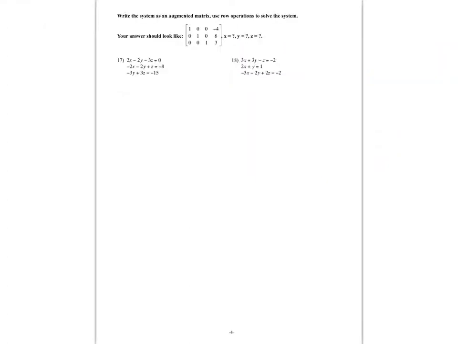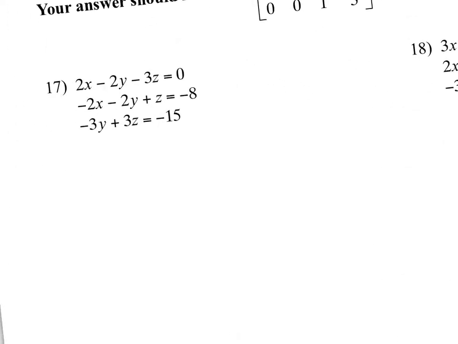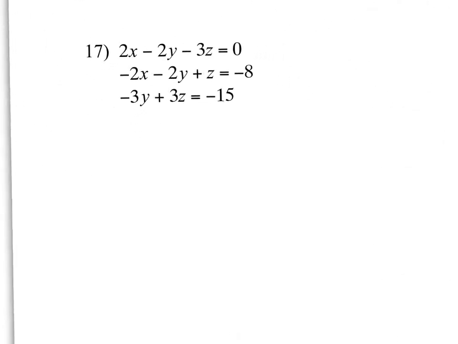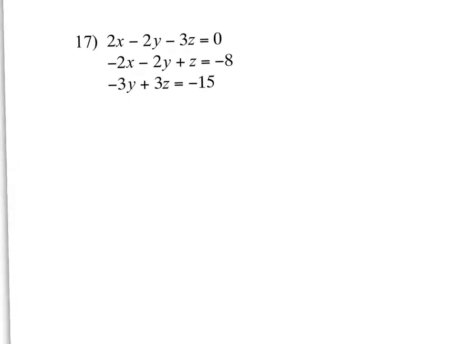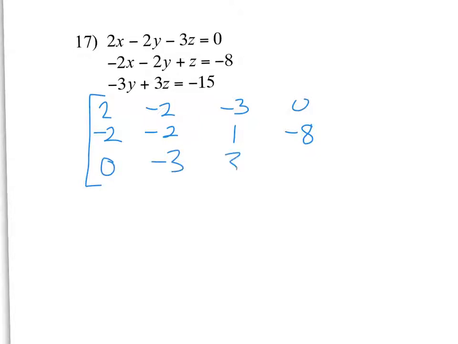And finally, we've got some row operation stuff. You've got to be able to write these as an augmented matrix and do some row ops in order to make sense of what's going on here. So I'm going to set this up as an augmented matrix first. We've got 2, negative 2, negative 3, 0. We've got negative 2, negative 2, 1, and negative 8. We've got 0, negative 3, 3, and negative 15.